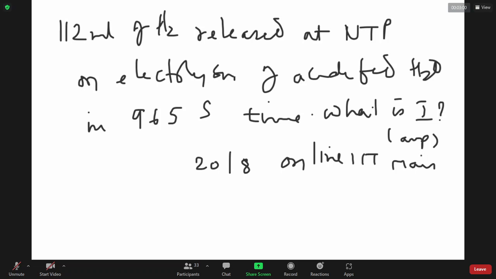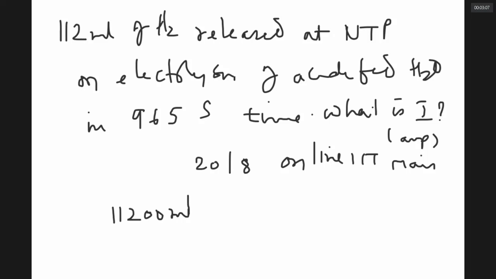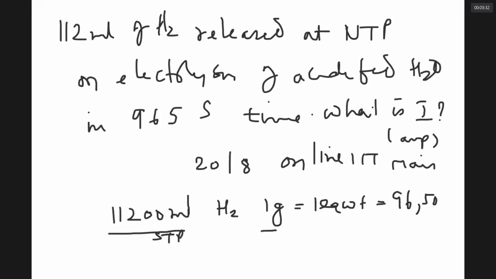Everybody knows 11,200 ml of hydrogen corresponds to 1 gram of its mass at STP. This is one equivalent weight. Do we know that hydrogen equivalent weight is 1 gram, and 1 gram means half mole that occupies 11,200 ml? This requires 1 Faraday. I wanted you to remember this way.